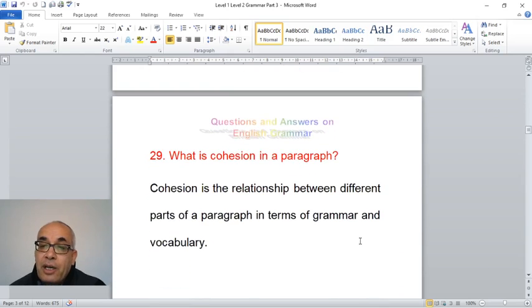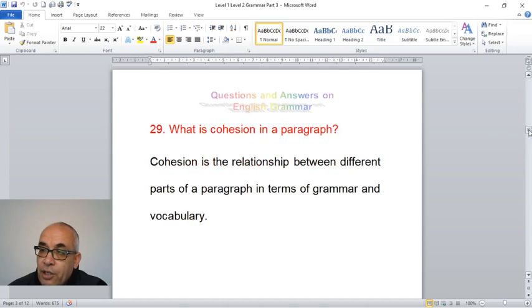What is cohesion in a paragraph? Cohesion is the relationship between different parts of a paragraph in terms of grammar and vocabulary. So this means how the sentences are connected and how you put the words in order in each sentence, and how you connect one sentence with another sentence. So anything about the grammar and vocabulary in a paragraph, and the way you connect them together, this is what we call cohesion. So it's a relationship.